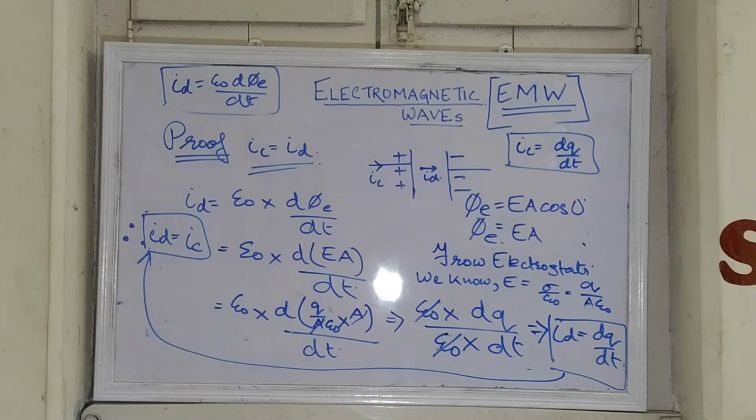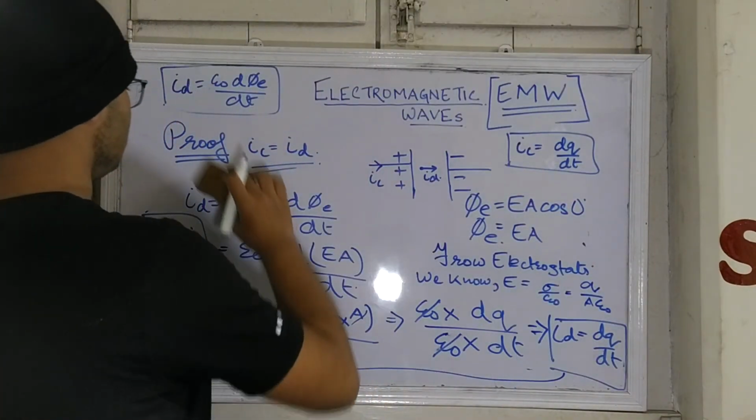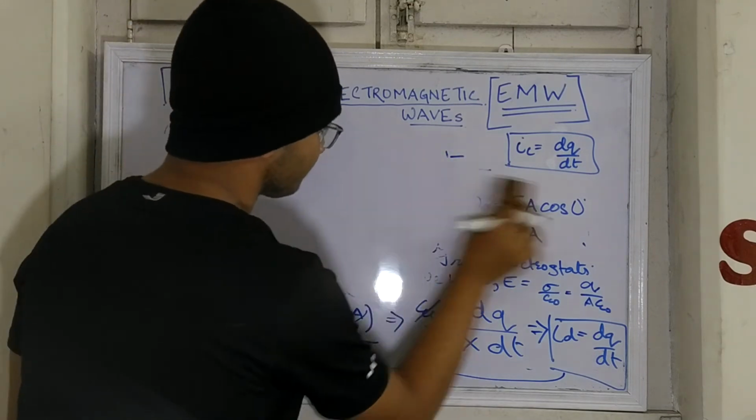Now Maxwell had said that there was something wrong in Ampere's circuital law. He said that Ampere's circuital law was insufficient in explaining the continuity of current inside the parallel plates of a capacitor. So he made some modifications in Ampere's circuital law. For that I give the heading.